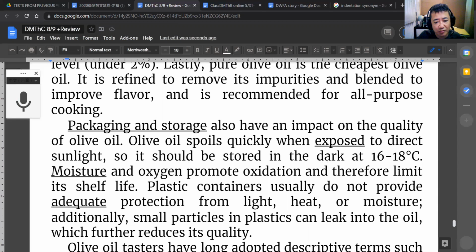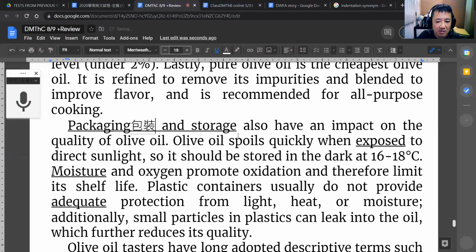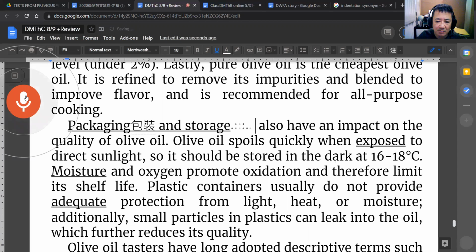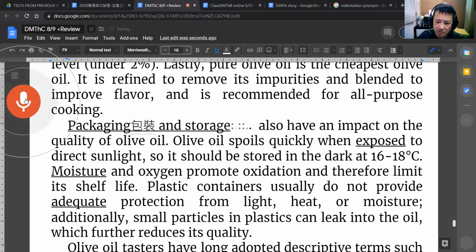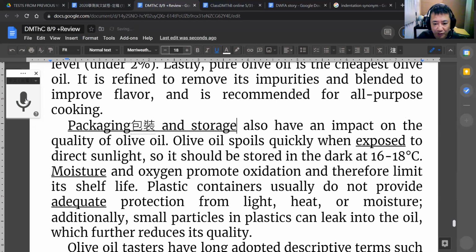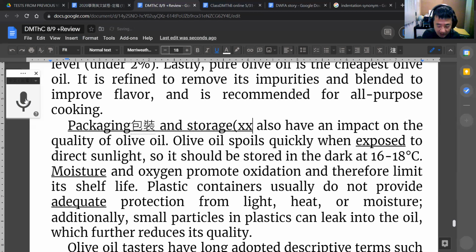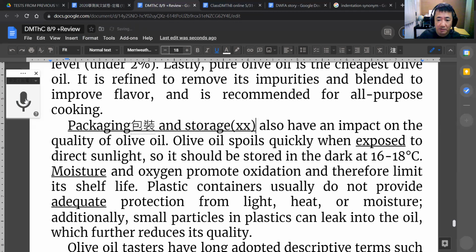Packaging and storage. Storage is 储藏, packaging is 包装. I don't know, whatever. You can get it. I can't get it. Maybe my pronunciation is too terrible. Okay. Also have an impact on the quality of olive oil.